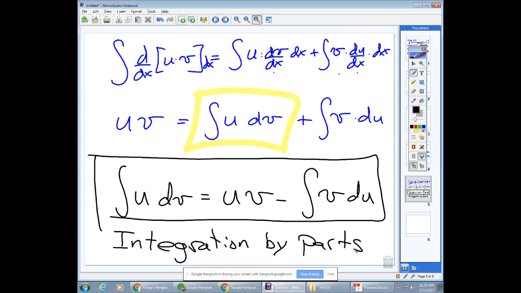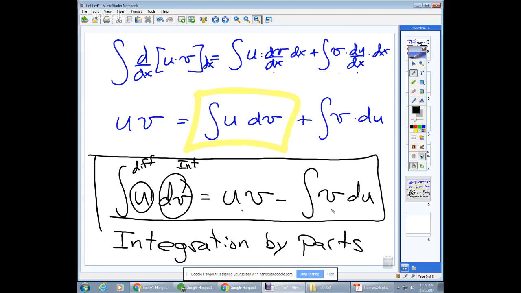So basically what it says is if you have an integral and you can recognize part of it as being easily differentiable, that'd be that part, and the other part as being easily integrable, then you can separate them. Okay, you can separate them.